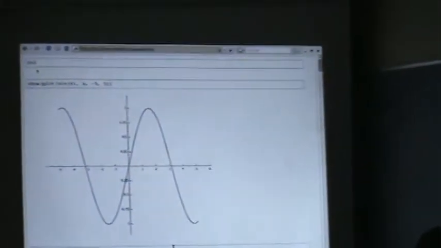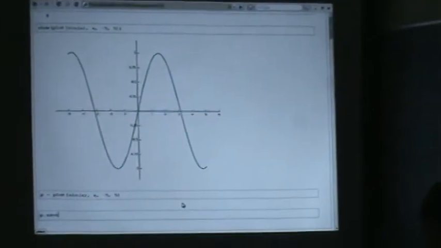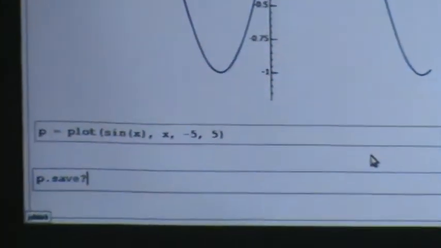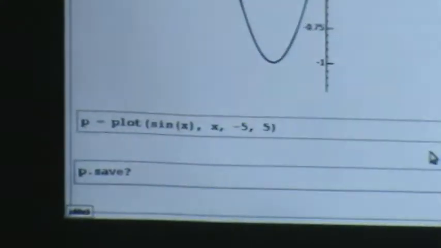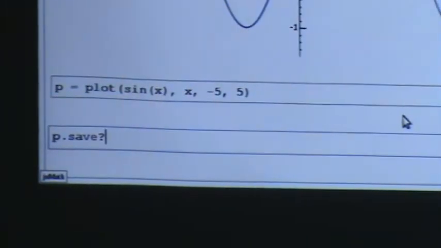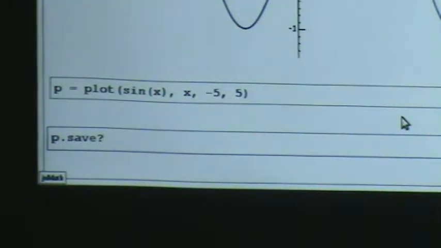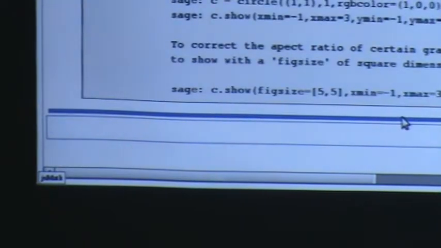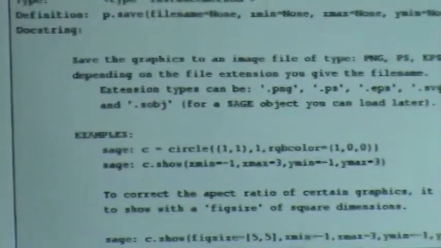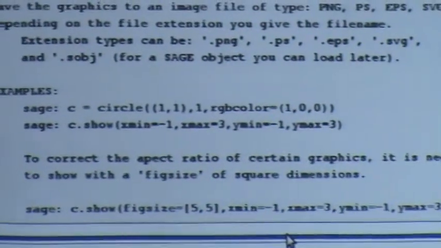If I assign that plot to an object P, then I can save it to many different formats. One of the nice things about the notebook is if you put a question mark after any object, you can get sort of a little help file for that. So here, this save command, you can save it to PNG, PS, EPS for like inclusion in a LaTeX file, scalable vector graphic, or a Sage object that you could move around and say send it to someone else and they could load it up in their copy of Sage.